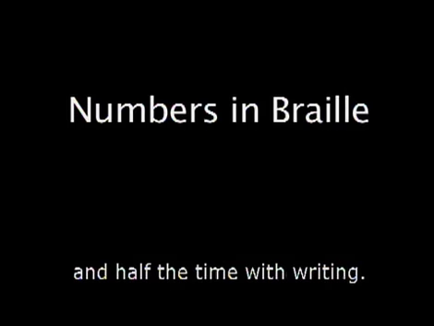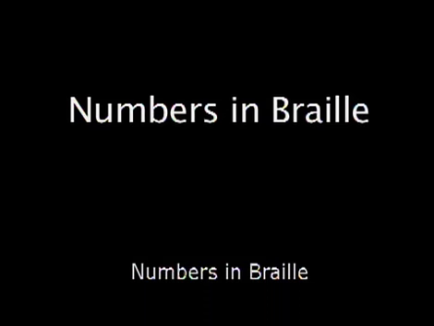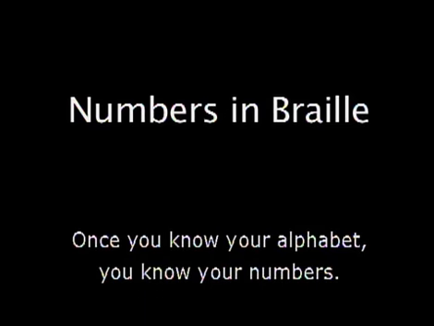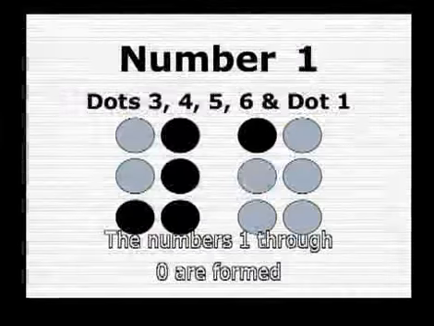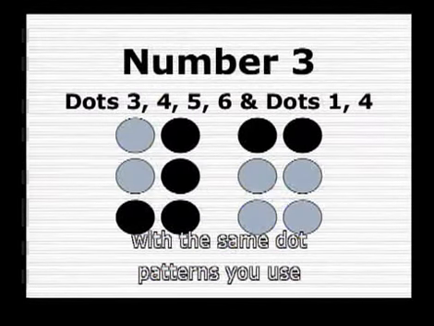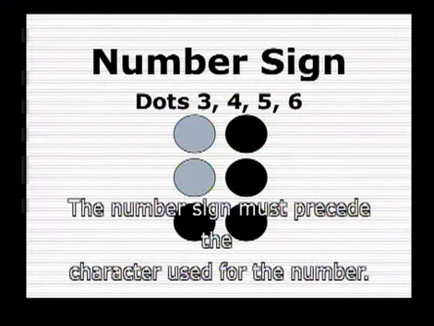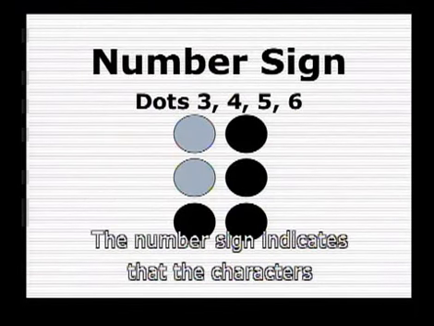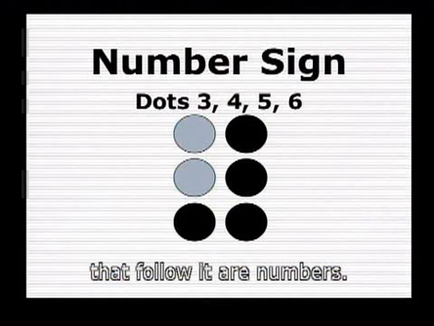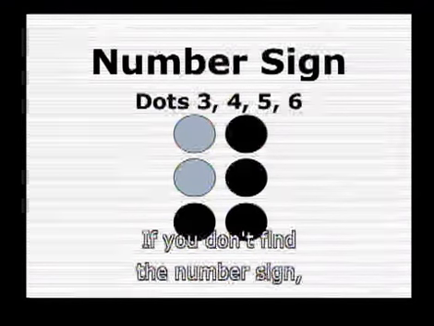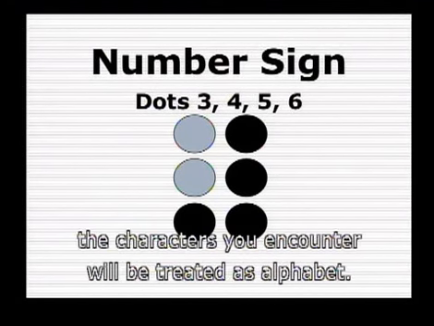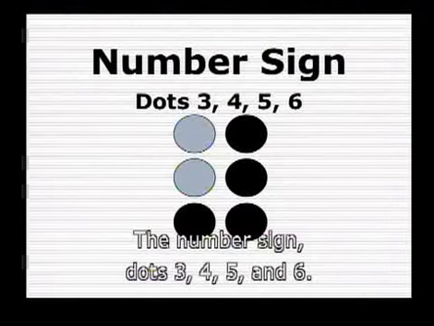Numbers in Braille. Once you know your alphabet, you know your numbers. The numbers 1 through 0 are formed with the same dot patterns you use to form the letters A through J. The number sign must precede the character used for the number. The number sign indicates that the characters that follow it are numbers. If you don't find the number sign, the characters you encounter will be treated as alphabet. The number sign is dots 3, 4, 5, and 6.